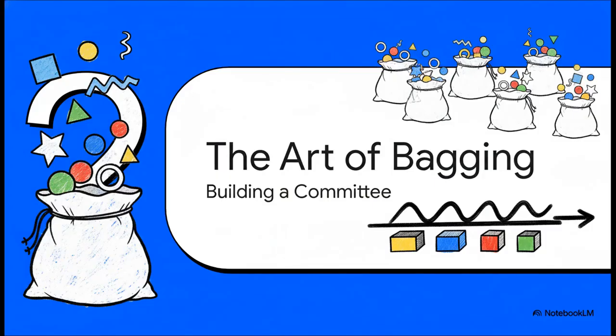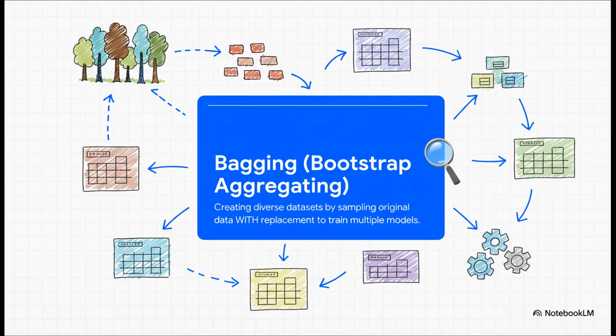Okay, so this committee of models sounds great, but how do you actually build it? How do you make sure the members are diverse? It all starts with this really clever technique called bagging, which is the foundation for our entire forest. Bagging is just a shorter way of saying bootstrap aggregating. The big idea is this. You take your original data set, and from that you create a bunch of new, slightly different training sets.